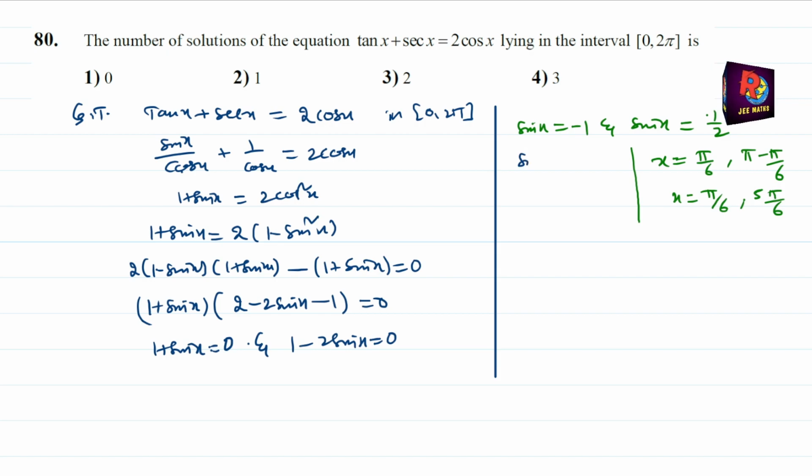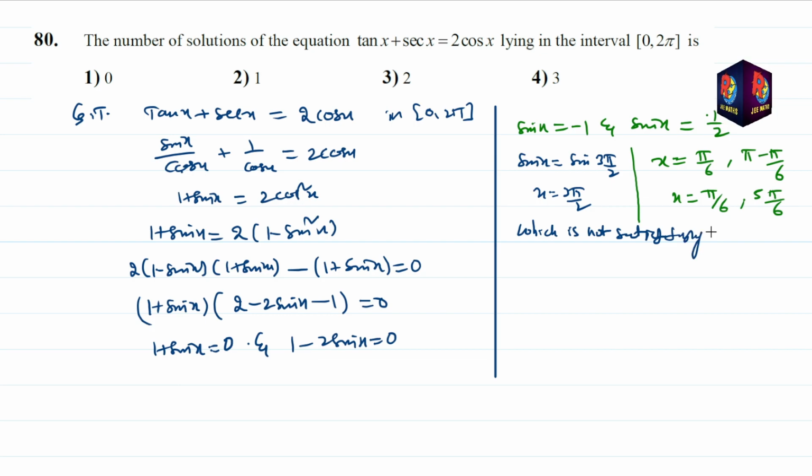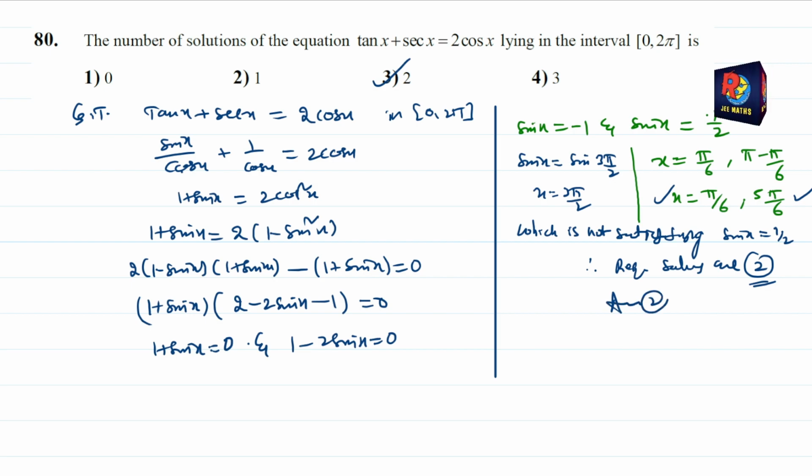Therefore, here sin x equals minus 1 means we can write sin 3 pi by 2. That means x equals 3 pi by 2, which is not satisfying sin x equals 1 by 2. Therefore, the required solutions are 2 only, those are pi by 6 and 5 pi by 6. Option 2 is the correct answer.